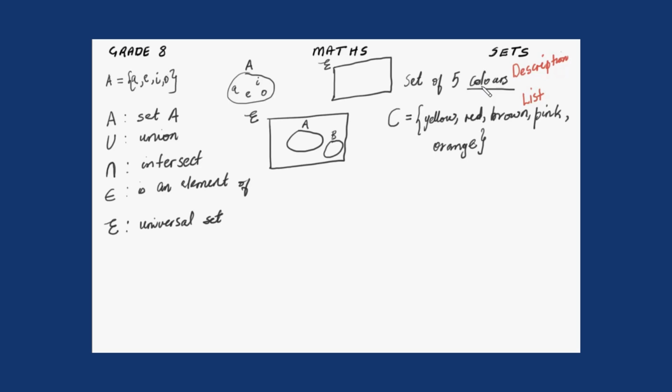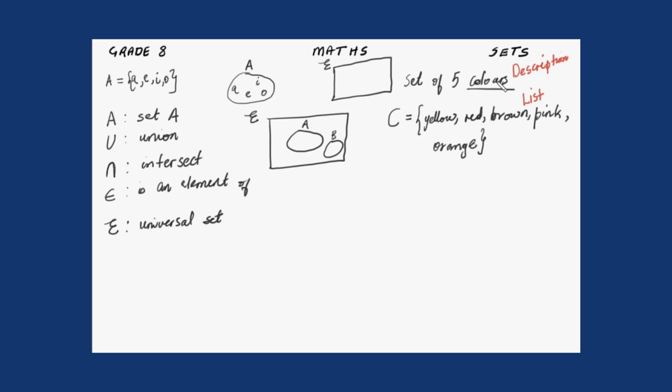So there are so many things that we can describe and then describe them as our set. From the description, we can come up with the name of the set, which we represent with a letter. The name of a set we represent with a capital letter. So here, if we are talking about the set of 5 colors, let's take C, the first letter of colors, as the name. Set C is the set of 5 colors.